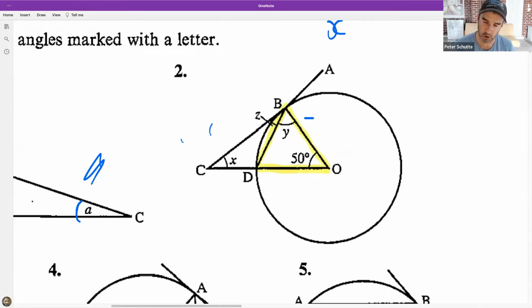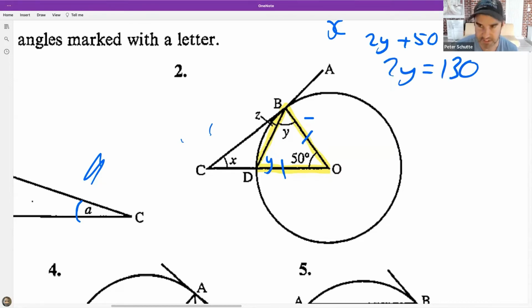And so if you know that that side is equal to that side, what does y have to be? Well, you know in total that this and this will have to be the same because it's an isosceles triangle. And so you would say 2y plus 50 is 180. And then you would say, take away 50 from both sides. So you get 130. And then you divide both sides by 2, and you would get 65 degrees for y.